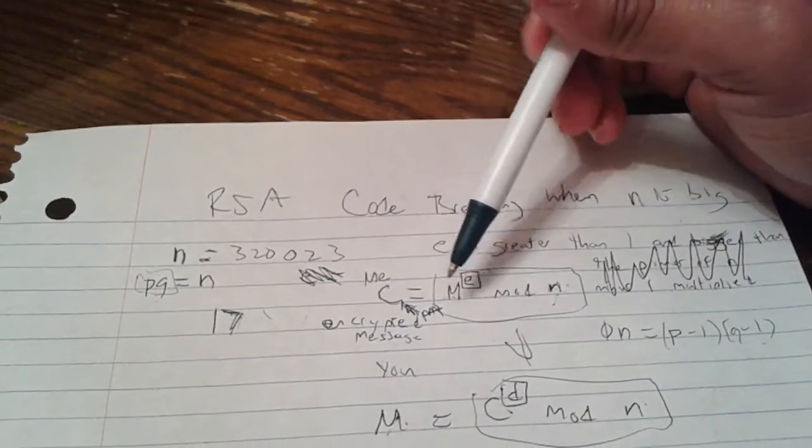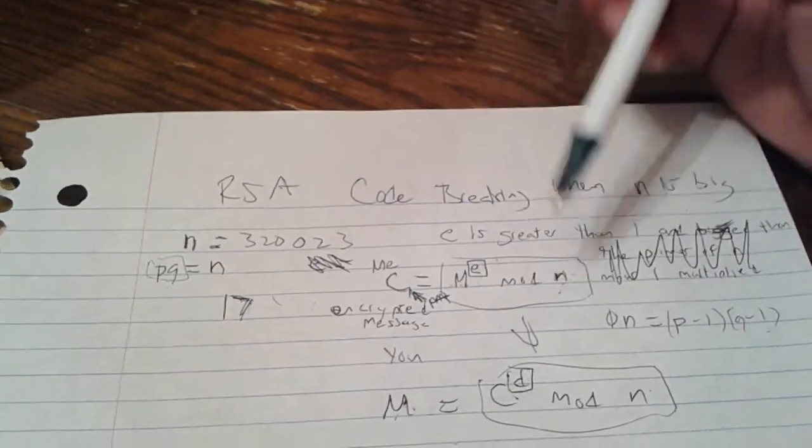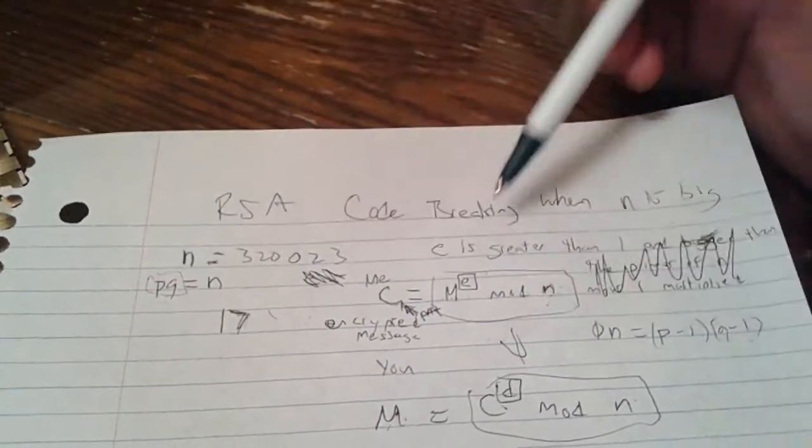C is the encrypted message. M is unencrypted, raised to the power E, my private key, modded by N, the product of two primes.